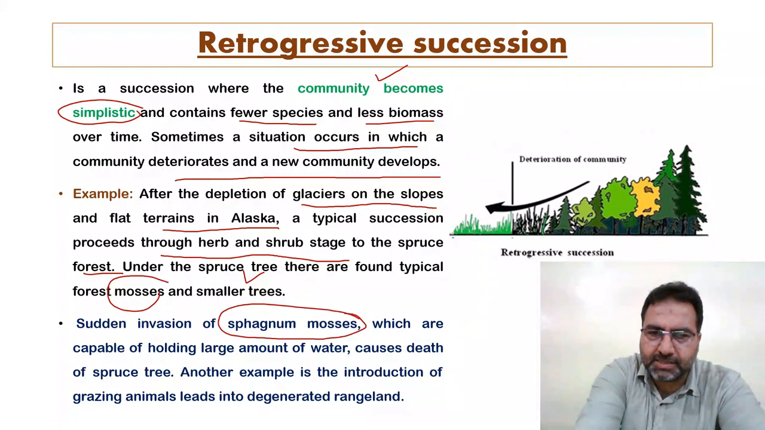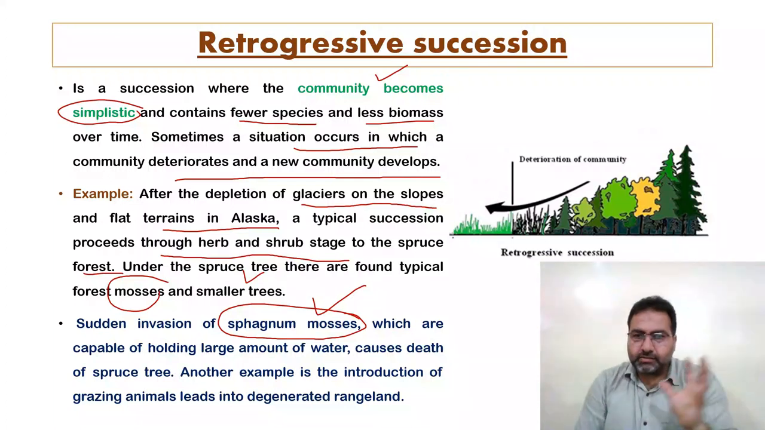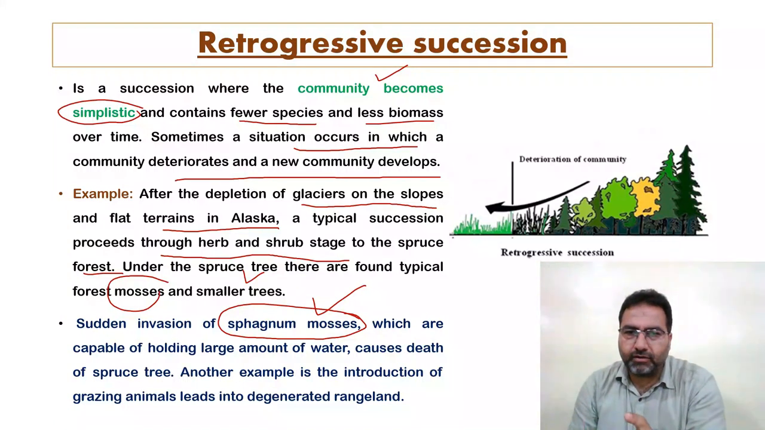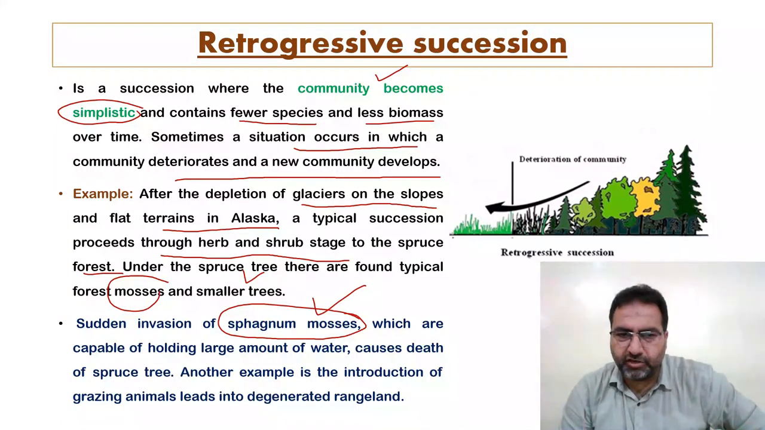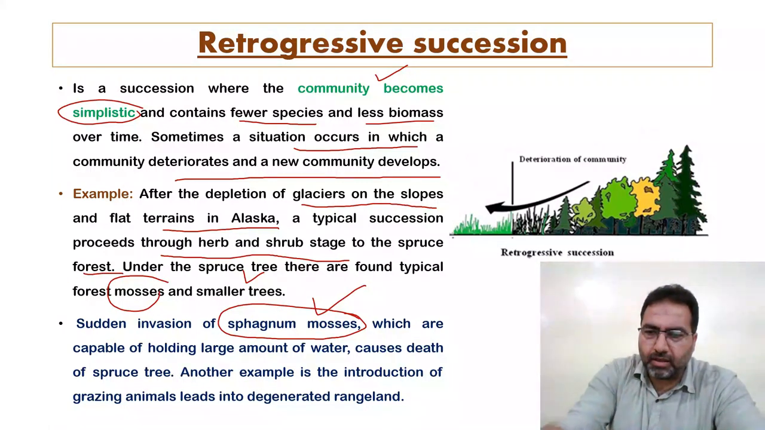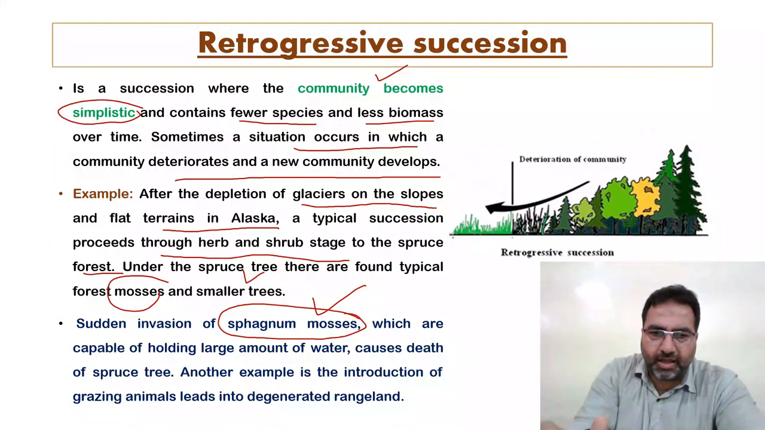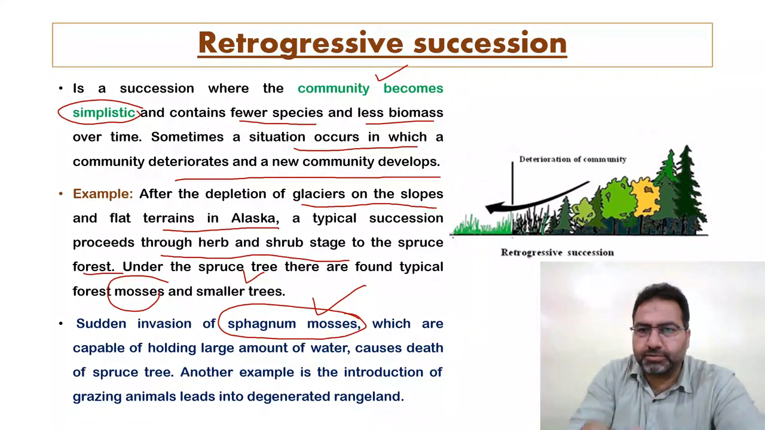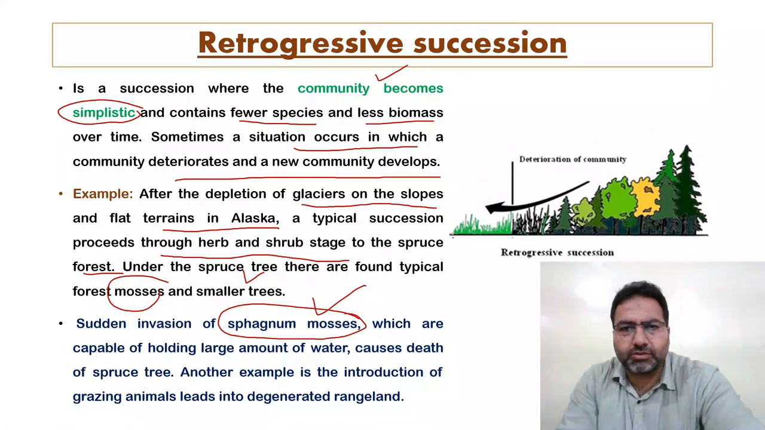So there was a sudden invasion of the sphagnum mosses, which were capable of holding a large amount of water. When the sphagnum mosses invaded that spruce forest, they were able to hold much more water than the other mosses, and this very holding of a larger amount of water caused the death of the spruce trees, and the whole forest was totally devastated. That led to again moving from the forest toward the shrub community. So this kind of succession is called retrogressive succession.